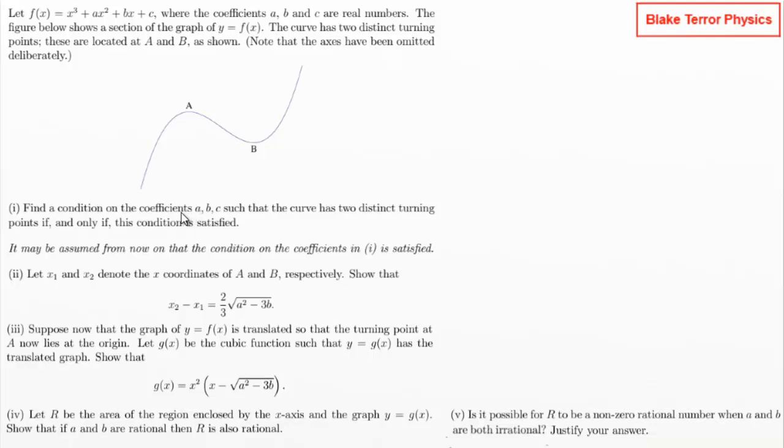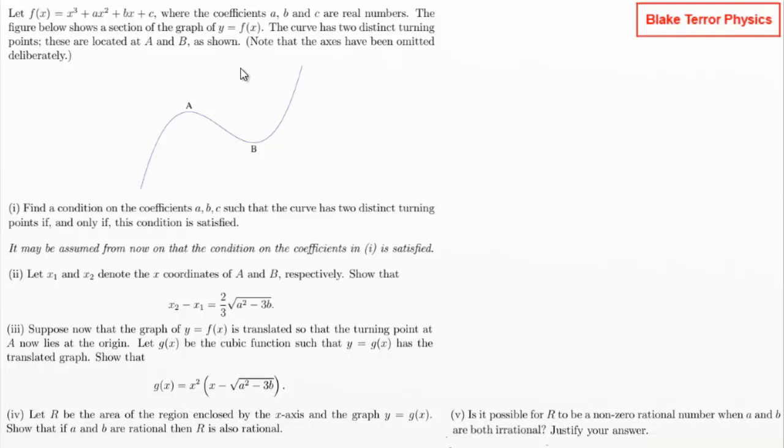Hello, this is question 3 from the 2012 maths. So let f of x equal this function. What is this? This is a positive cubic with some unknown coefficients, a, b and c, that are real numbers. The figure below shows a section of the graph of y equals f of x.